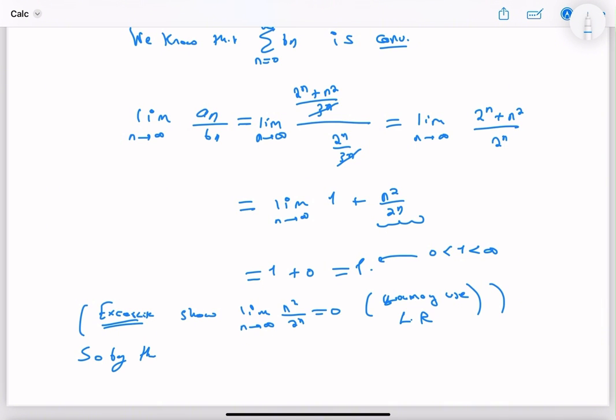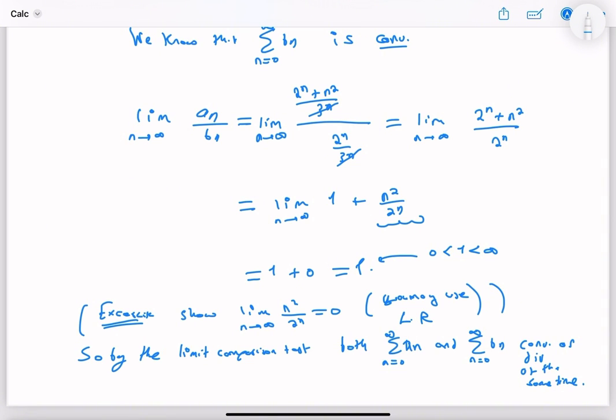And so by the limit comparison test, what do we have? Well, we have that both the sum of a_n and the sum of b_n, so this sum and this sum, converge or diverge at the same time.